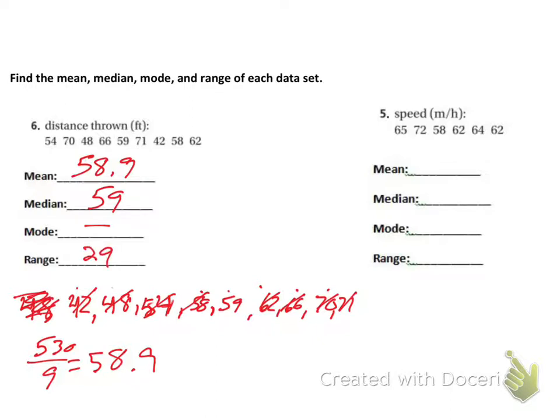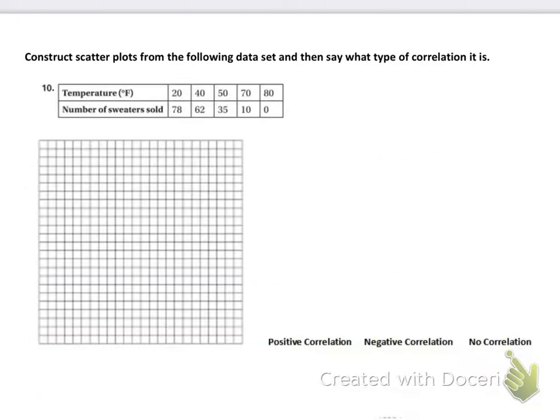I'm going to do the same exact thing, so put these numbers in order, and then find the average, find the middle number, find the one that happens the most, and then find the range. So you should get 63.8, 63, 62, and 14. All right, we have a scatter plot and then a two-way table, and we're all done.